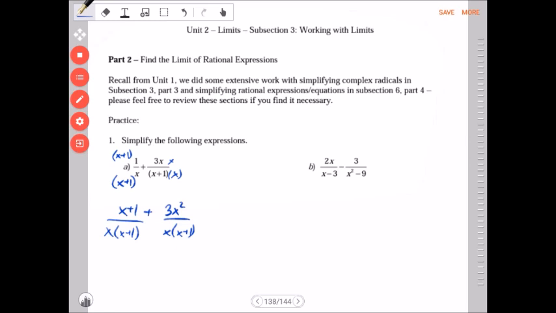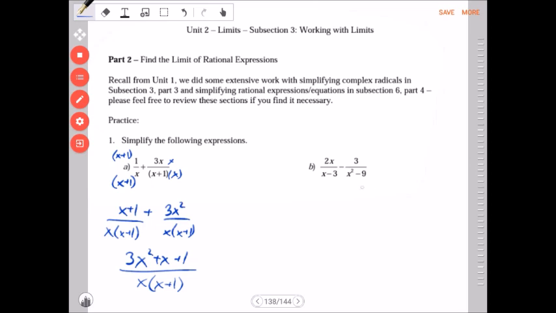In an equation, usually we would cross off the bottoms, but this is just simplifying. So now that we have this, we just add the tops. So 3x squared plus x plus 1 over x plus 1. And there you have it. That's as far as I want to go for now. So again, we get a common denominator and then add or subtract the tops.